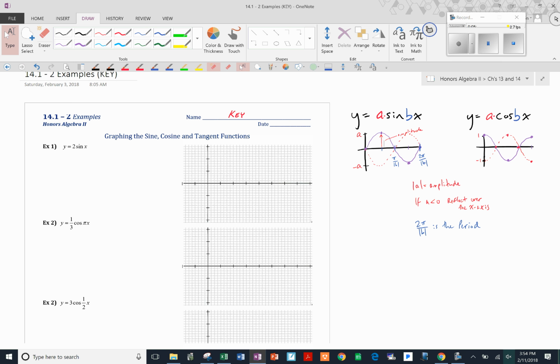So the first one here is y equals 2 times the sine of x. What I'd like you to notice first is that b is 1. There's no b there, so b is 1. So right away we know that the period is 2 pi, just like the parent function. Okay, if b is 1, then the period is 2 pi.